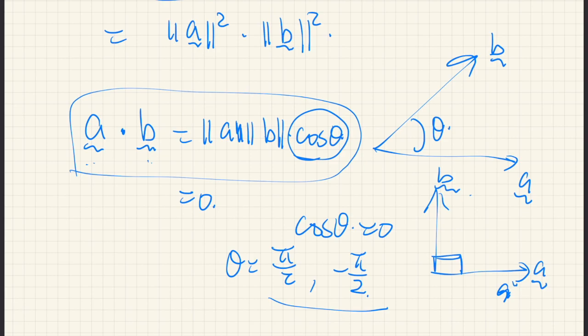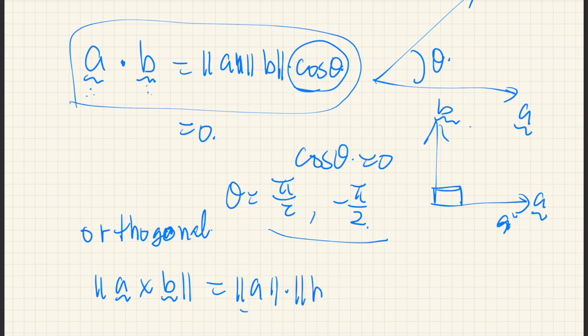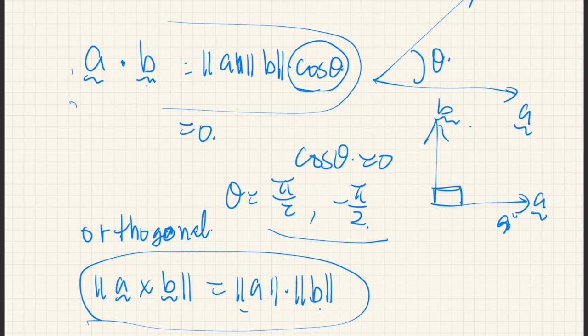So anyway, if A and B are perpendicular to each other, or we also call it orthogonal to each other, then the length of the cross product, A cross B, is the product of the norms of A and B. Okay? So this holds if these two vectors A and B are orthogonal or perpendicular to each other.